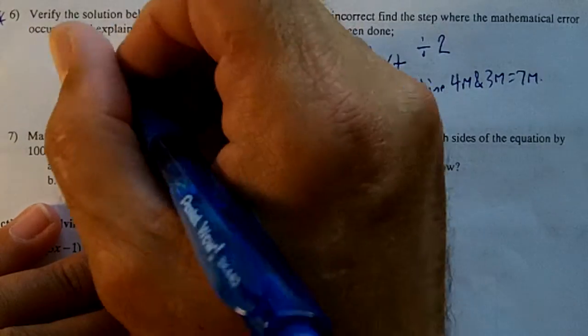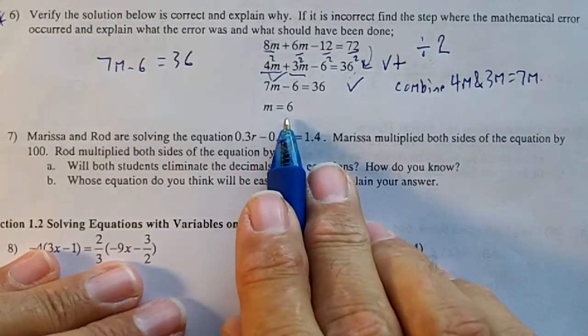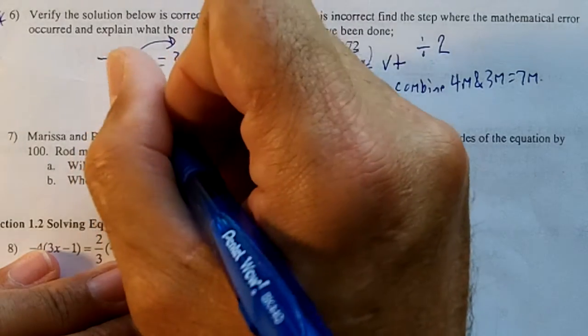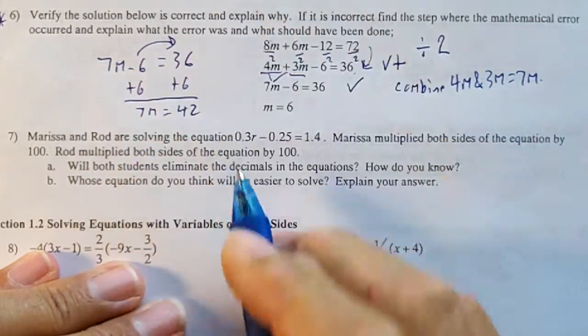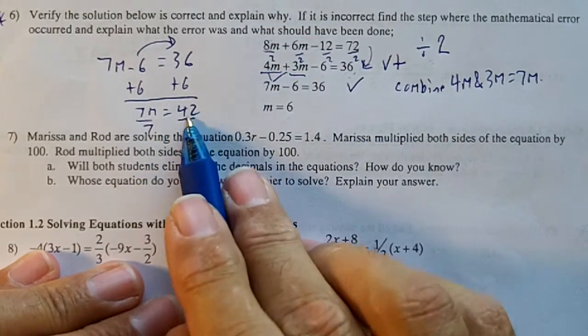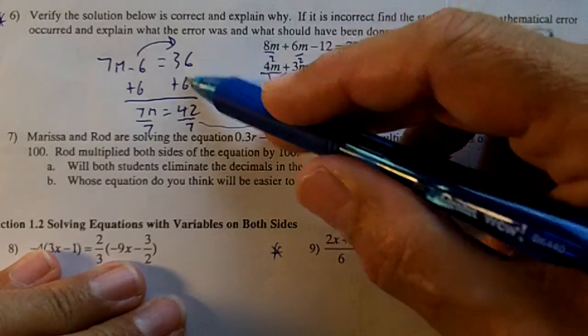I'm going to go over here. 7m minus 6 equals 36. How did they end up with m equals 6? We have to move over the negative 6. You're going to add 6. You get 7m equals 42. Then you divide by 7. And what is 42 divided by 7? It works, doesn't it? So what did we do here?